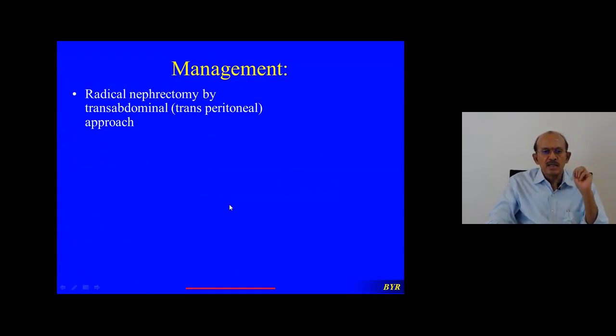The second procedure is radical nephrectomy by transabdominal or transperitoneal approach. We have seen transperitoneal approach for nephrectomy or renal procedures in some other condition also. What is that condition? Where you go by transperitoneal route? Yes, it is trauma to the kidney. Trauma and tumors are the two conditions where you approach the kidney by transperitoneal route.